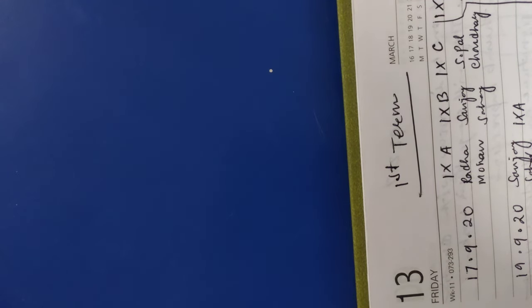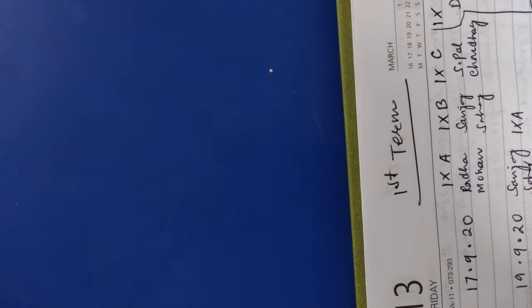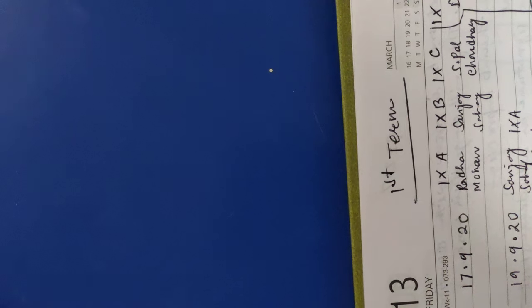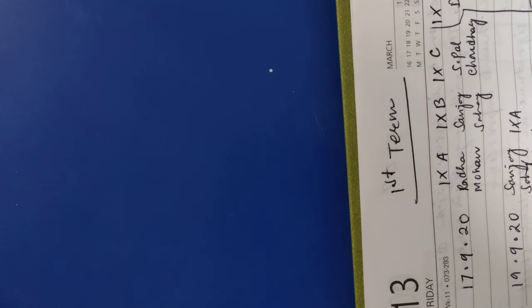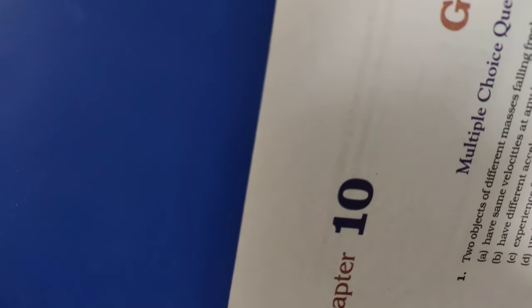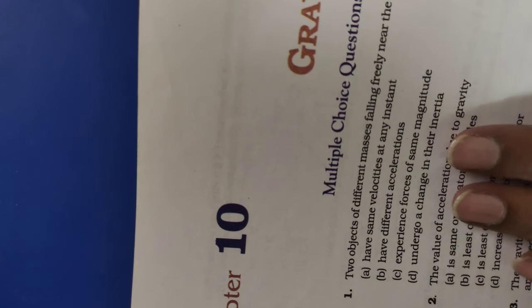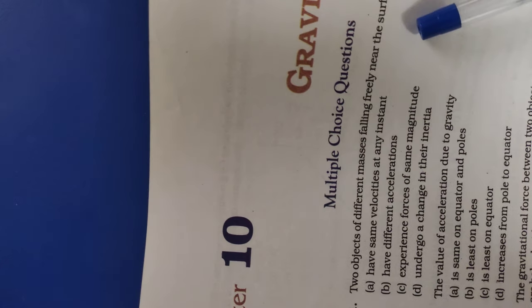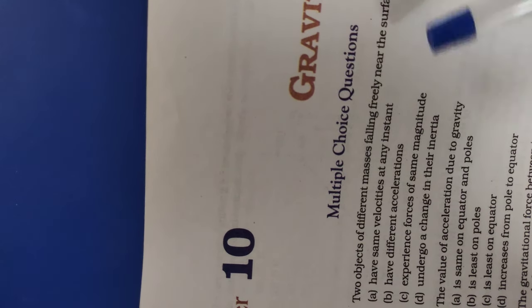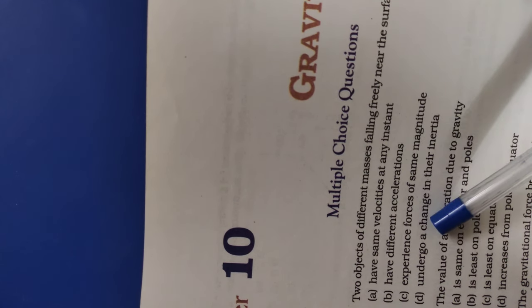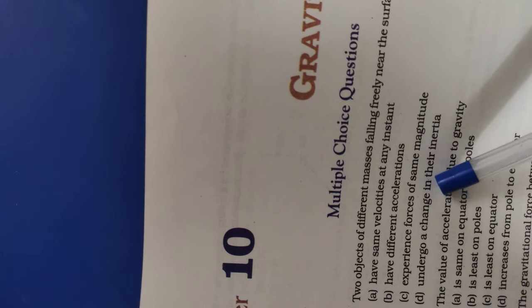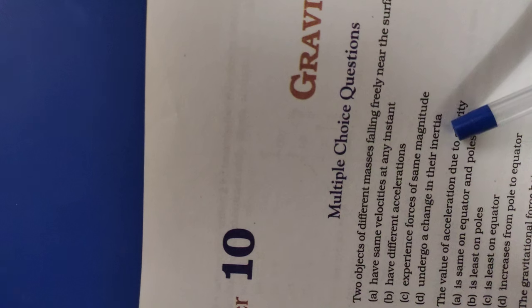Now, some more questions from the exemplar. What are the questions? Let me see. The first objective question is: two objects of different masses falling freely near the surface of the moon would have the same velocity at any instant, have different accelerations, experience forces of the same magnitude, or undergo a change in their inertia.